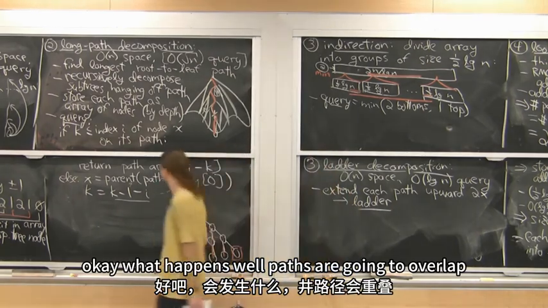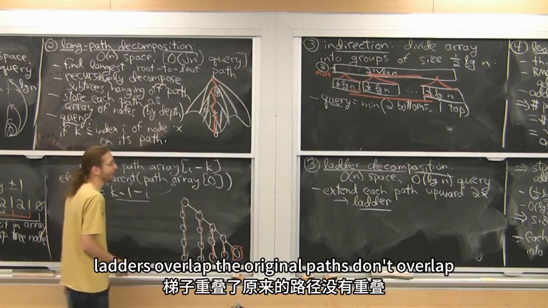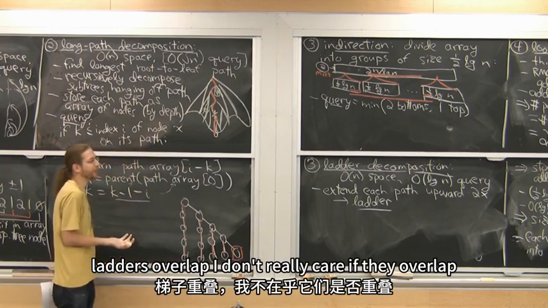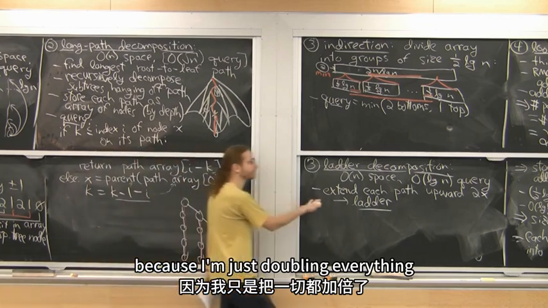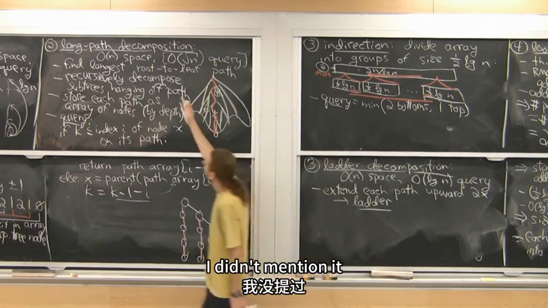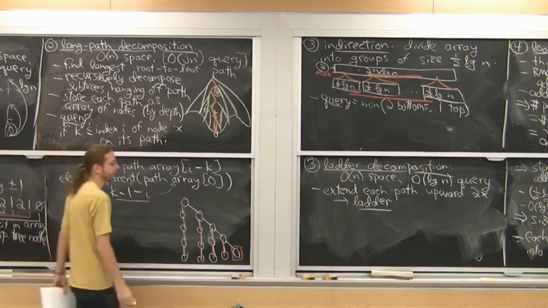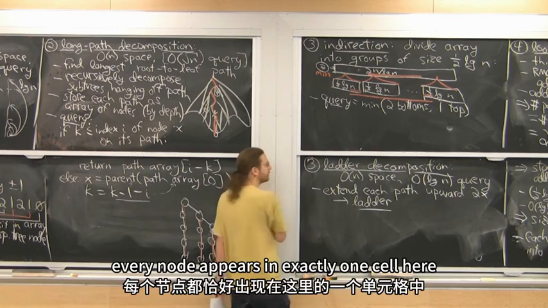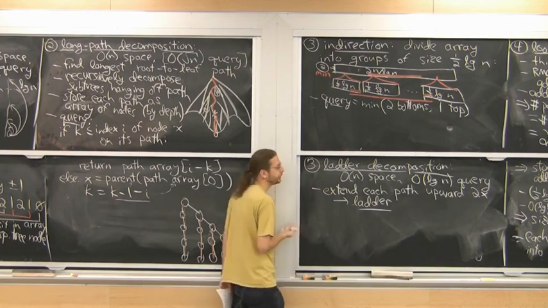What happens? Well, paths are going to overlap. Fine. Ladders overlap. The original paths don't overlap. Ladders overlap. I don't really care if they overlap. How much space is there? It's still linear space because I'm just doubling everything. So at most doubled space relative to long path decomposition. I didn't mention it explicitly, but long path decomposition is linear space. We're just partitioning up the tree into little pieces. Doesn't take much. We have to store those arrays, but every node appears in exactly one cell here. Now every node will appear in, on average, 2 cells in some weird way.